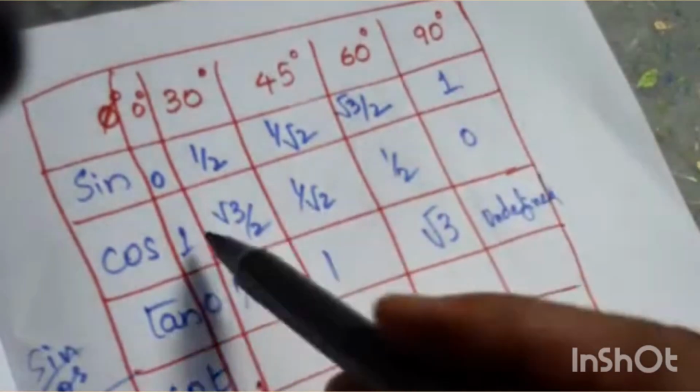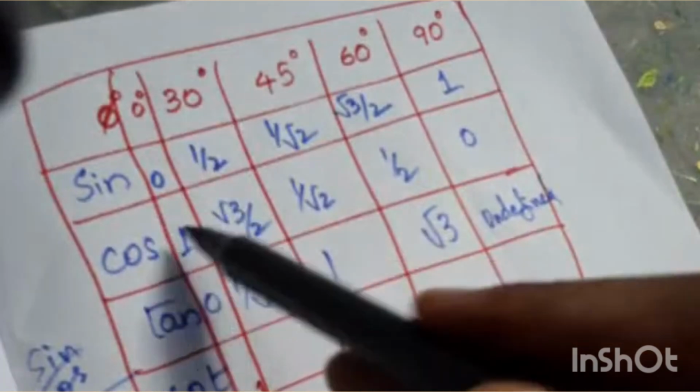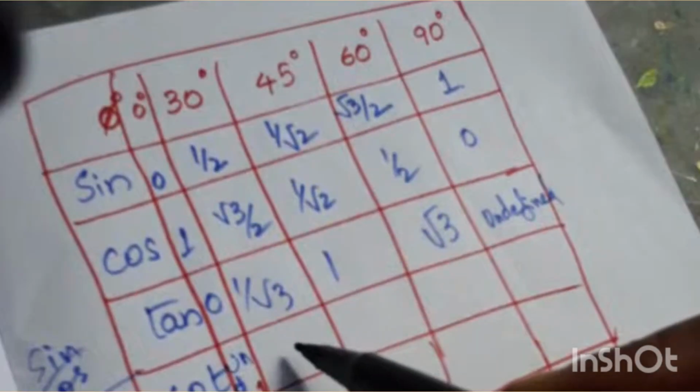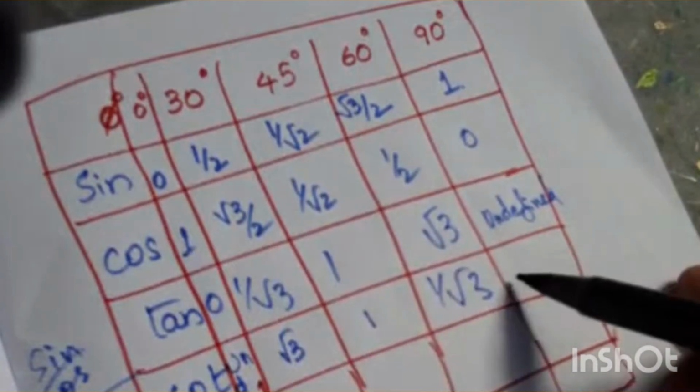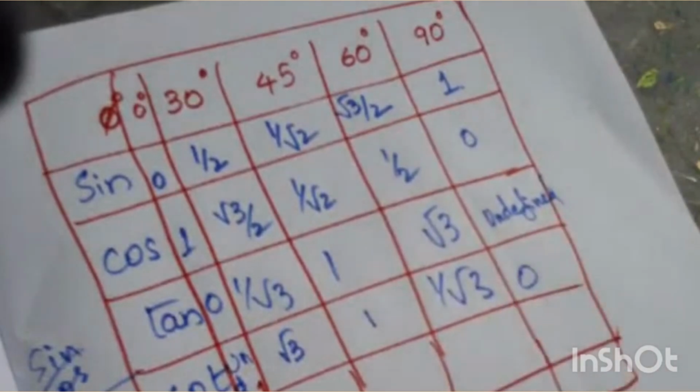Cot means cos by sine. This one is the reciprocal of tan, 1 by tan. So cot 0 is undefined. Then this one is root 3, since 1 by tan means root 3. 1 by 1 means 1. Again 1 by root 3. And this is 0.